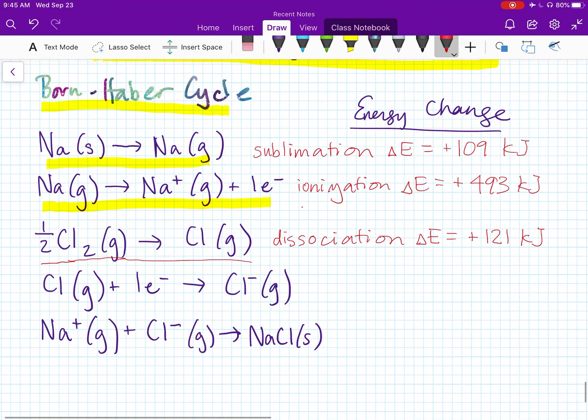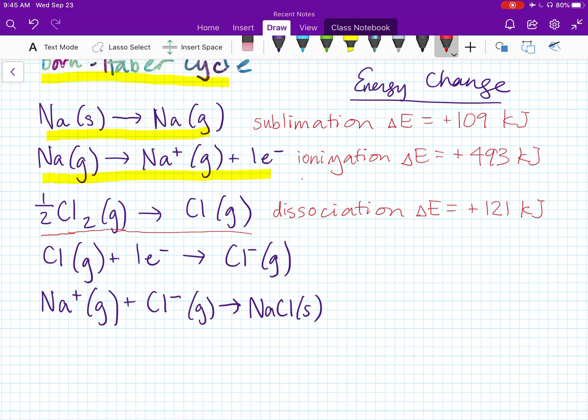Now, if I want to then take that gaseous chlorine and add an electron to it, we have seen that one before. That is the electron affinity, adding an electron to an element. Electron affinity is essentially the opposite of ionization energy, so it has a negative sign. The value for chlorine is minus 364 kilojoules.